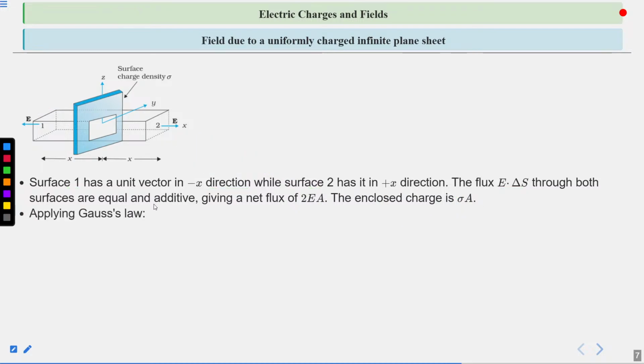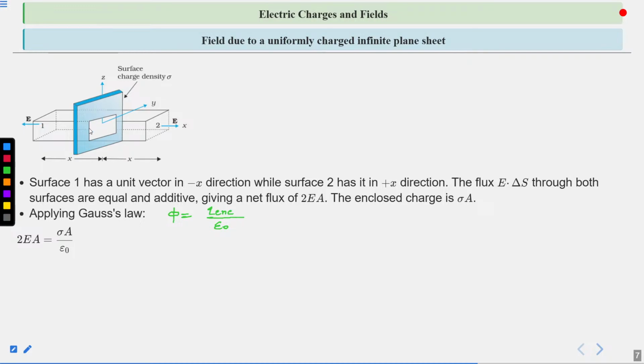Now how can we calculate the value of E? Here we apply Gauss's law. So what is Gauss's law? The total electric flux passing through a closed surface is equal to the total charge enclosed by the closed surface divided by epsilon naught. Yes or no? So here, what is the total charge?